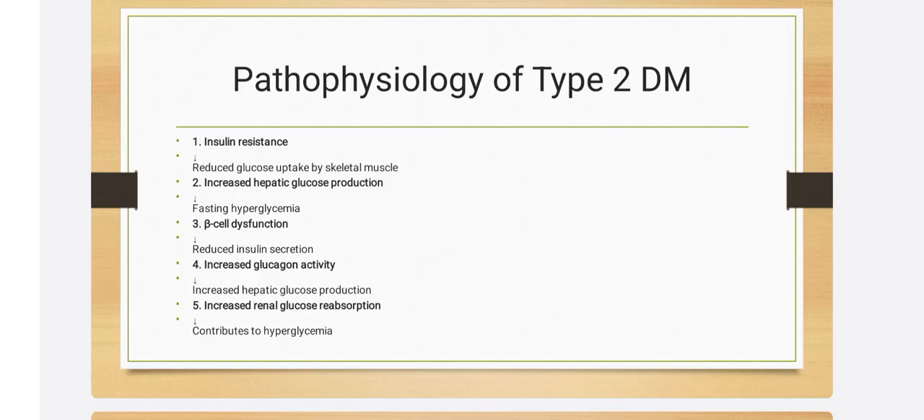Another important abnormality is progressive pancreatic beta cell dysfunction. Initially, beta cells may compensate by producing more insulin, but over time, this compensatory response becomes inadequate. There may also be inappropriate glucagon secretion and abnormalities in the incretin system. The kidneys can also contribute by continuing to reabsorb filtered glucose. Therefore, type 2 diabetes is not caused by a single defect. It involves multiple abnormalities affecting glucose regulation.